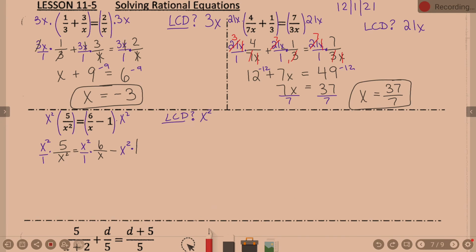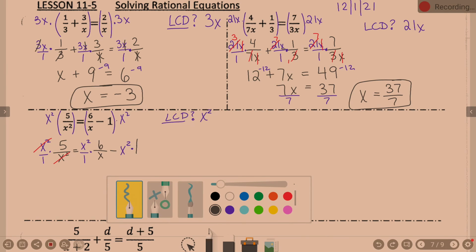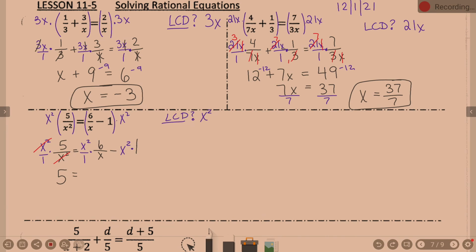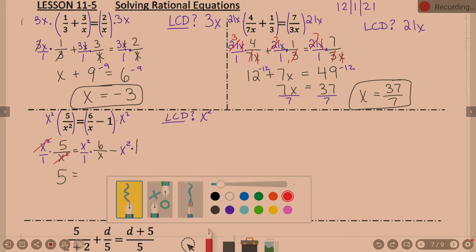Okay. Canceling time. X squared on top and x squared on bottom will cancel, leaving me with 5. That's nice, at least. x squared over 1 times 6 over x. What cancels, though? Oh, did I write that wrong? I put 6 over 6 for some reason. Oh, that's a problem.